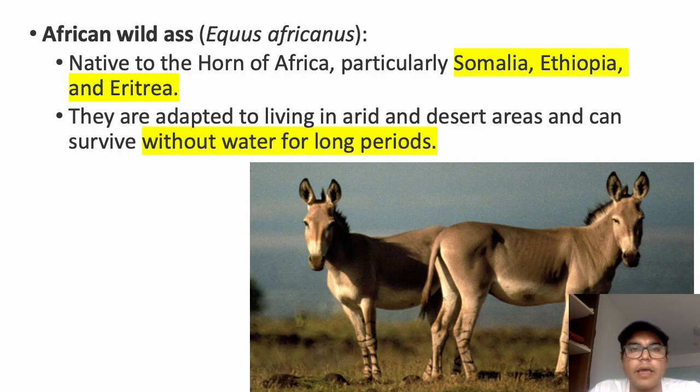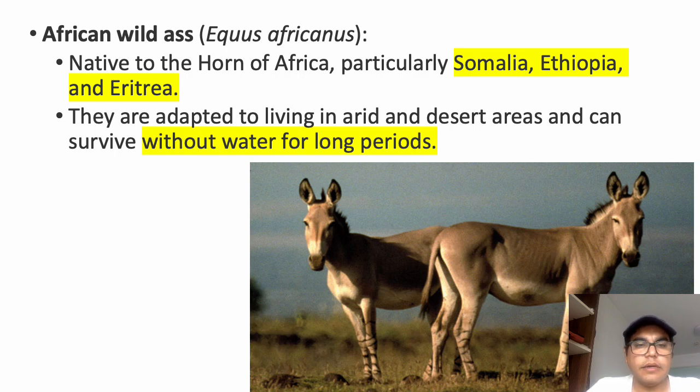The other species is the African wild horse. It seems like a donkey, but it is different from that. And this is the basic origin of this type of equine. It is from Africa, but can also be found in Somalia, Ethiopia, and other regions of the world.